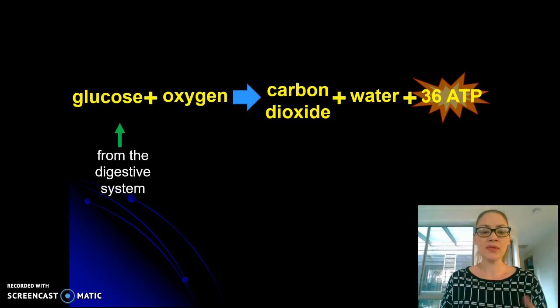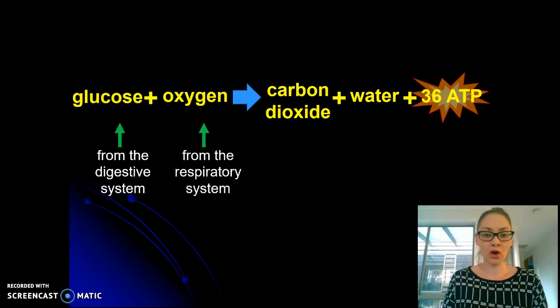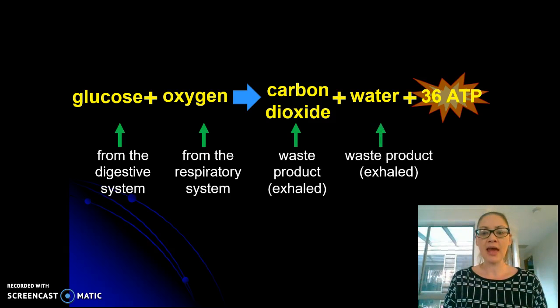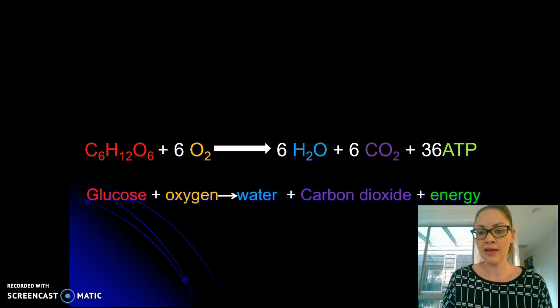So we get our glucose from the digestive system. When you eat lunch or dinner, that's where you get your energy from. Oxygen comes from the respiratory system: you breathe in oxygen and then it diffuses across the lungs into your body. Carbon dioxide is a waste product. We exhale our waste product, and water is also exhaled. So if you actually breathe into your hand, you'll notice it is a tiny bit wet.